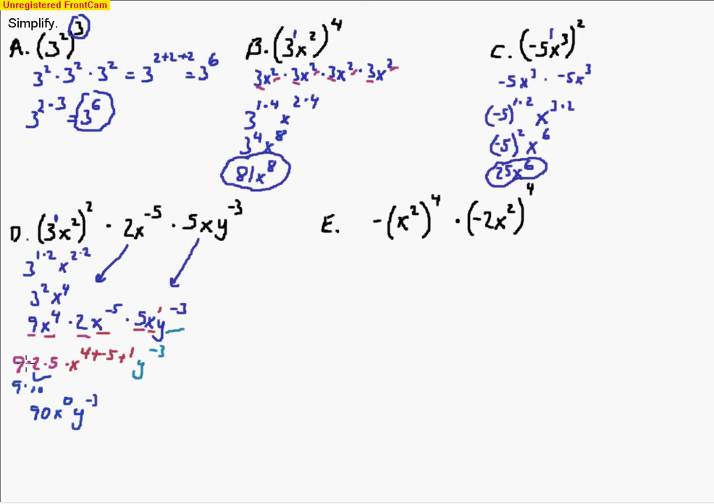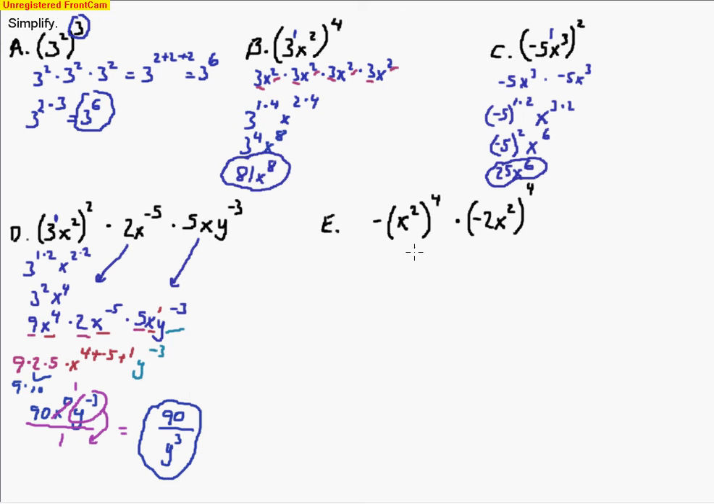So let's go ahead and simplify further using that rule we learned two days ago, on Monday. We learned how to get rid of an x to the 0 power. Anything to the 0 power is just going to be 1. And then any negative exponents, we take their reciprocal. So what we're left with is that 90 on top, and down below we have a y to the 3rd power. And that is our answer.